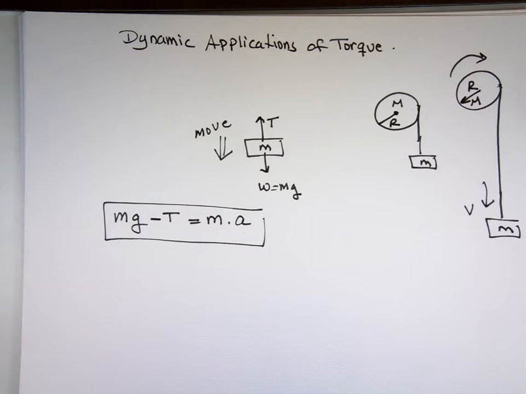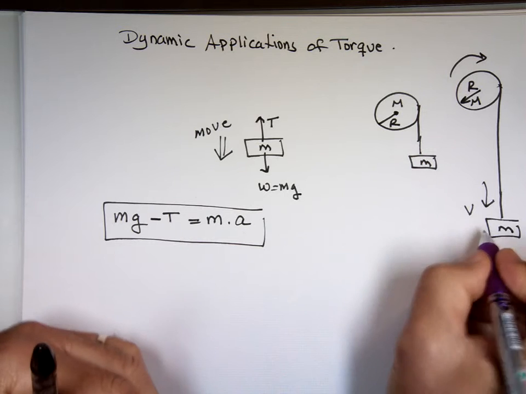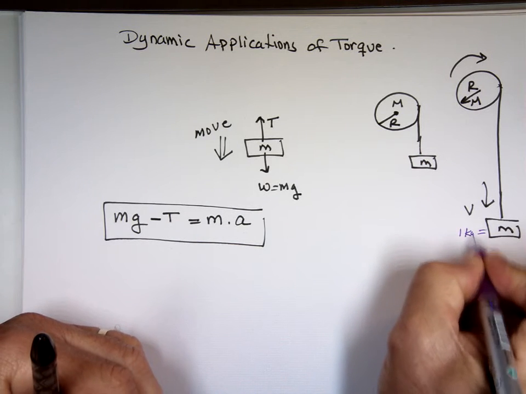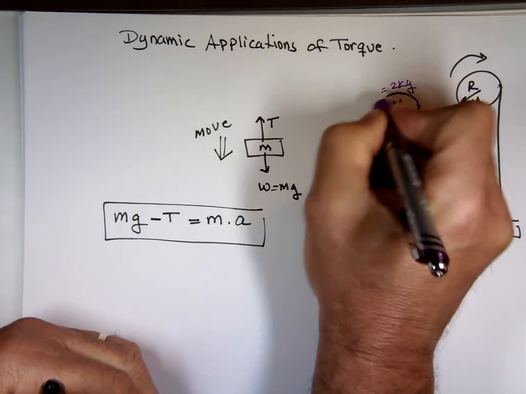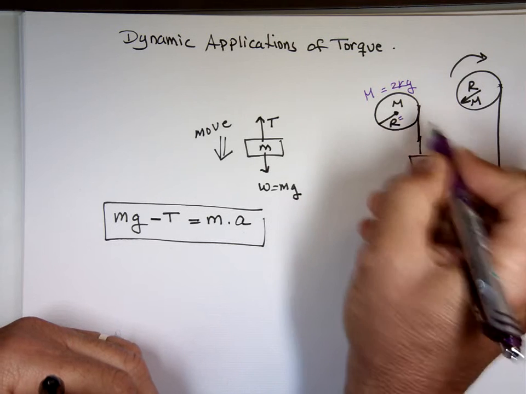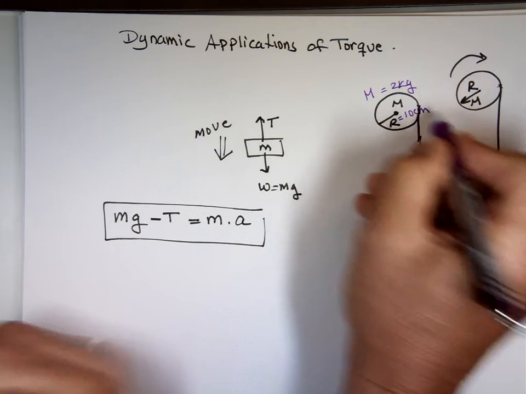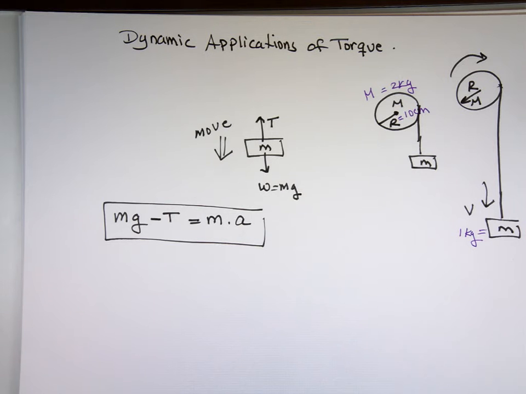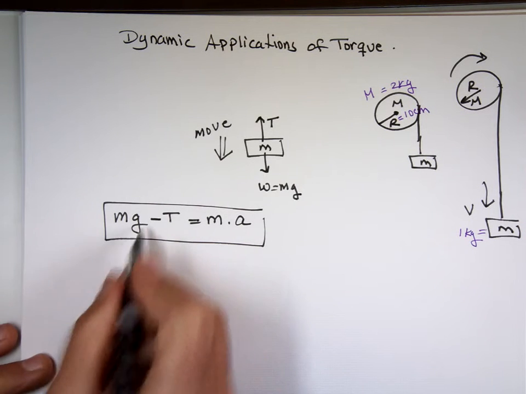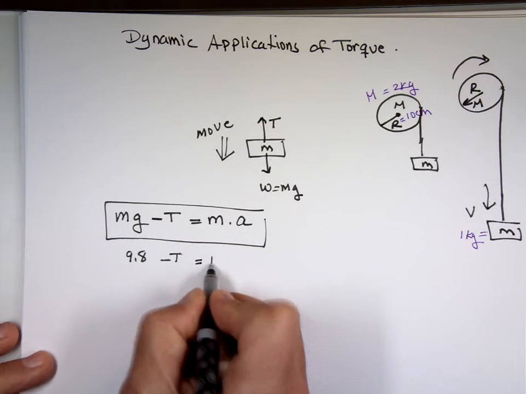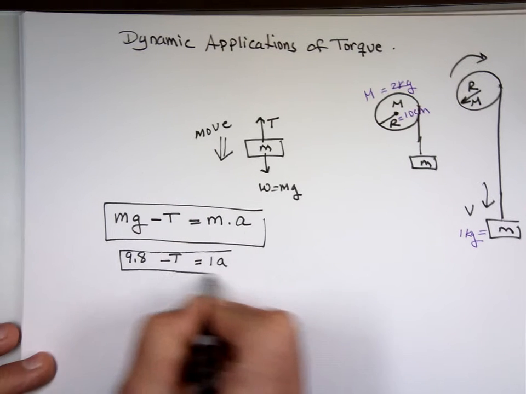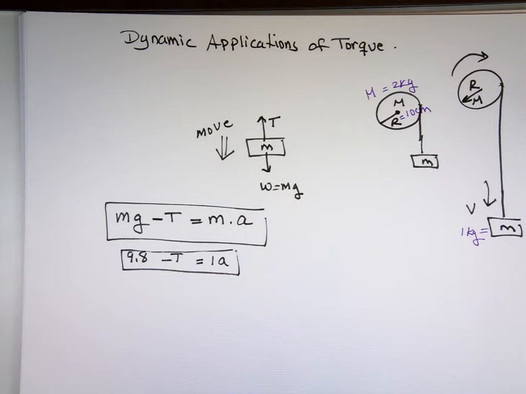Let's put some numbers here just to show it. The mass of this, we'll say it's 1 kilogram. Let's say the mass of this is 2 kilogram. Let's say R equals, I don't know, 10 centimeters, the radius. So when I put these numbers in, I know the mass is 1 kilogram. 1 times 9.8, that's 9.8 minus T equals what? 1 times A. How many unknowns do you see there? 2, right? One equation, 2 unknowns, none of us can solve it.